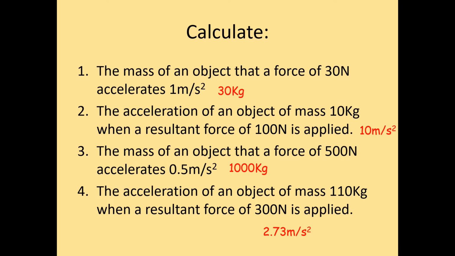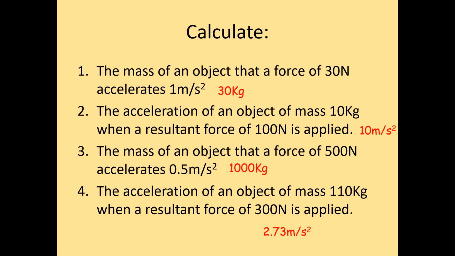Number 2, now we're calculating the acceleration. And again, here we're doing a very similar thing. We're just dividing the force by the mass, this time to get the acceleration. So the acceleration of an object of mass 10 kilograms when a resultant force of 100 newtons is applied. 100 divided by 10 gives you 10 meters per second squared. Remember the units, it's an acceleration.